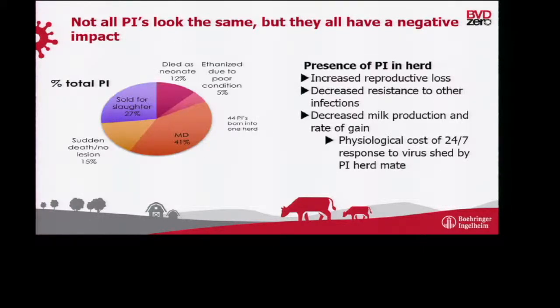So we talked about persistently infected animals, and not all persistently infected animals are the same. This is another one of those fun little mysteries about pestivirus infection in ruminants. They don't all have the same outcome, even if they're infected about the same time with the same virus. And this is from an outbreak in a South Dakota university research herd. They had 44 PIs born into one herd. They were born within 1 month. When we went back and sequenced the virus, they all carried the same virus. Followed them for 1 year and found that indeed 41% of them did die from mucosal disease.